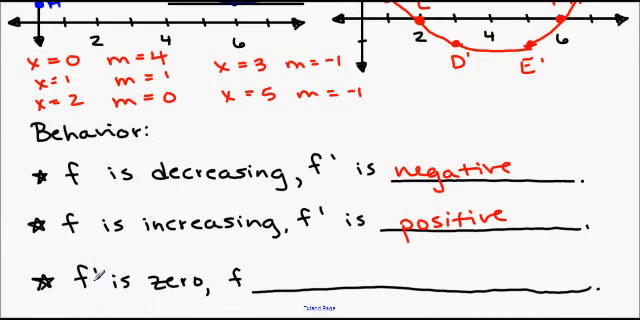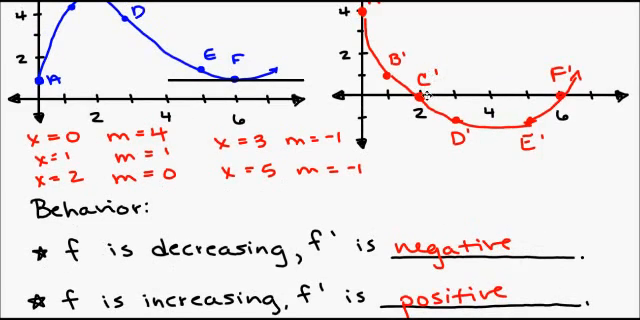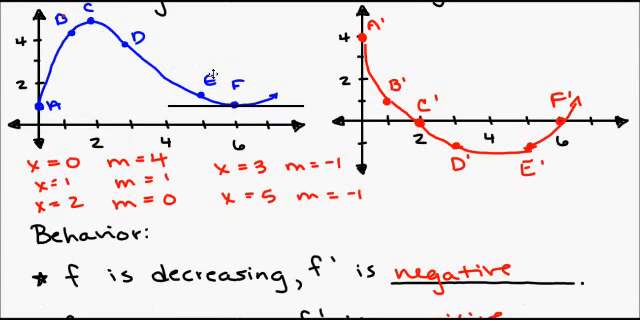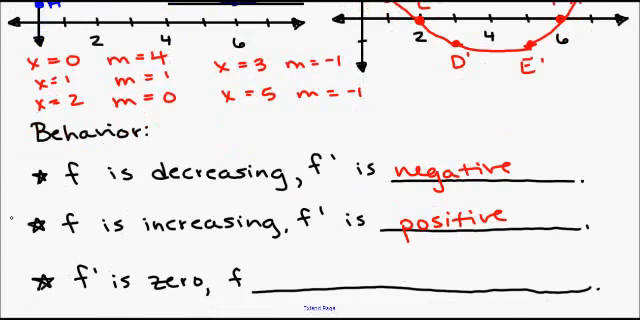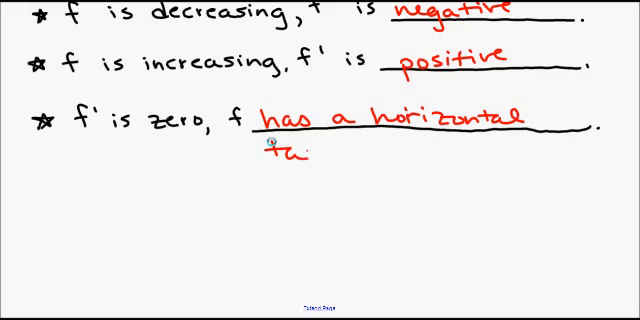Okay. When f prime is 0, so talking about this graph, f prime is 0, you see the original graph of f of x has a horizontal tangent line.